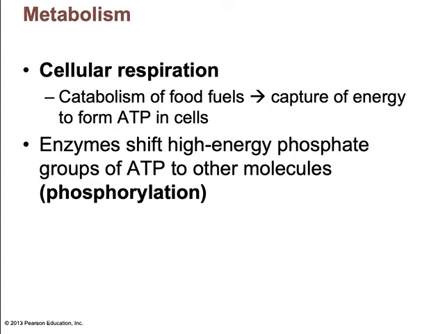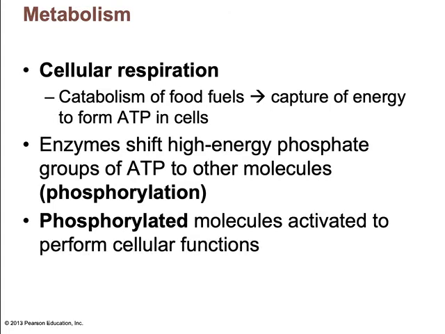Okay. The enzymes shift high-energy phosphate groups of ATP to other molecules in a process called phosphorylation, and these molecules are then activated and perform cellular functions. This is part of what's commonly called cell signaling, right? The phosphate groups are like turning on a light switch, and once we do that, the enzyme is ready to actually go out and do its job. Okay.